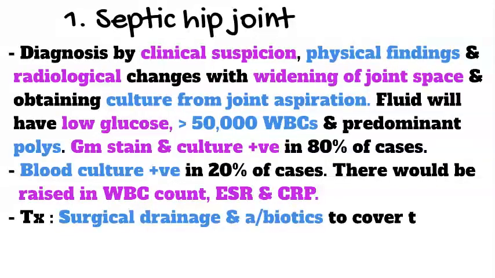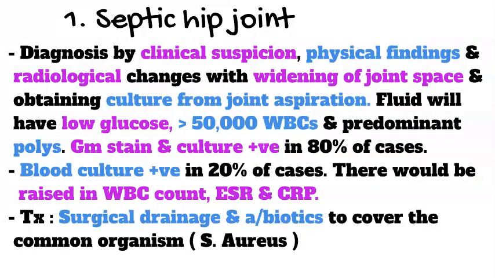The blood culture is positive in 20% of cases. There would be a rise in the white blood cell count, the ESR, and C-reactive protein. Treatment for septic hip joint is surgical drainage and antibiotics to cover the common organism, usually Staph aureus.